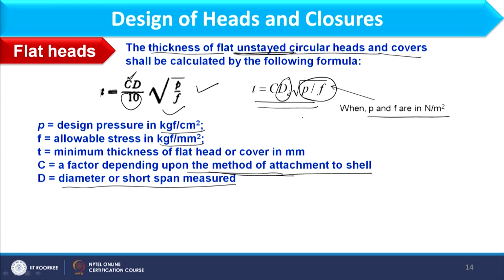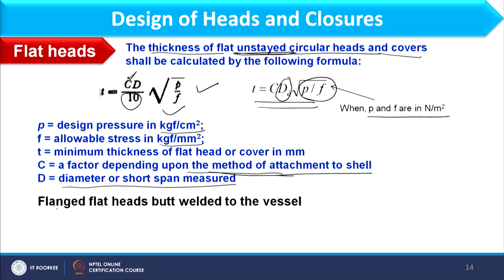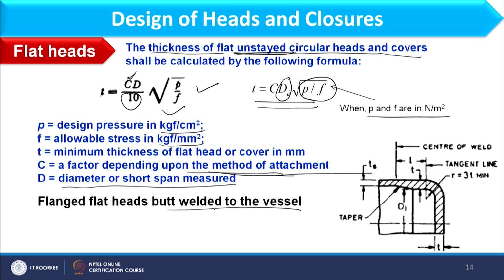C is the factor. Okay. So, depending upon different attachments, now we will see how to find out the value of factor C as well as D, that is the effective diameter. Okay. So, let us start with the flanged flat head butt welded to the vessel. For this connection we will see the value of factor C as well as the diameter. Now, this is the image where if you consider this particular section as resembling the shell, and over the shell the head is attached.